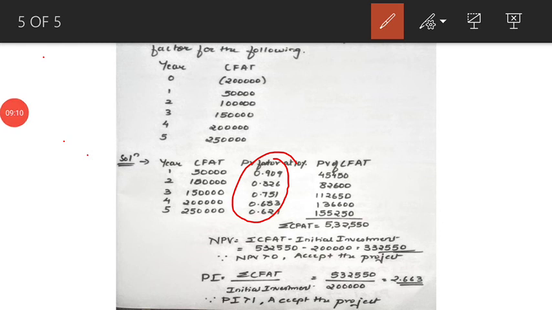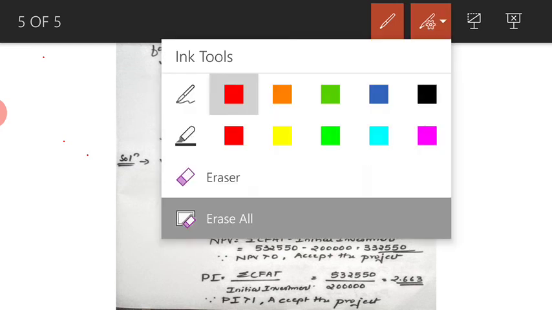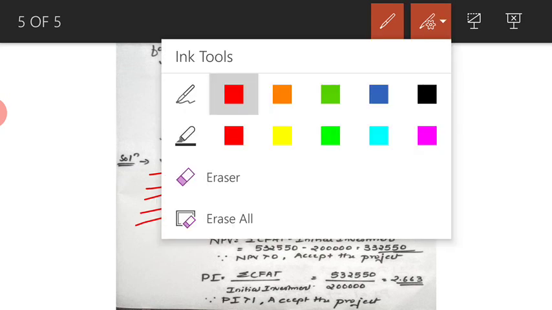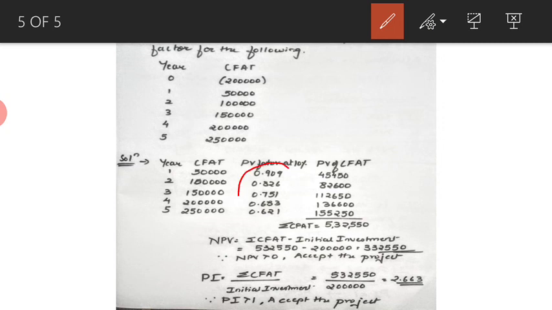Okay, so coming back to the solution, if you see the factors, we have taken it from the factor table, that is 0.909, 0.826, 0.751, 0.683 and 0.621. I am repeating, we have taken these factors from present value of lump sum, or present value of single cash flow, for 10% for year 1, 2, 3, 4 and 5.